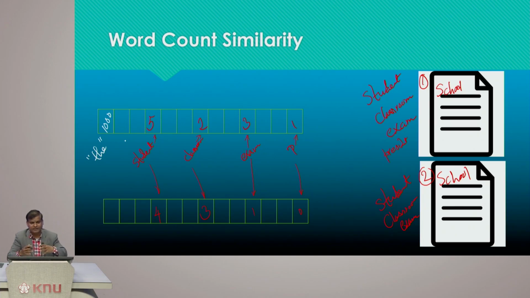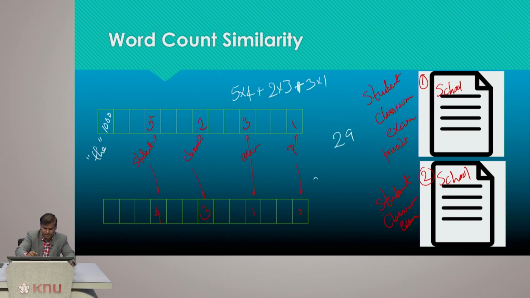So we should have a mechanism to eradicate those extremely large words. In comparing this similarity ratio, we can take these values like 5 times 4 plus 2 times 3 plus 3 times 1. So that is going to be your similarity, that is 29. So your similarity is going to be 29.